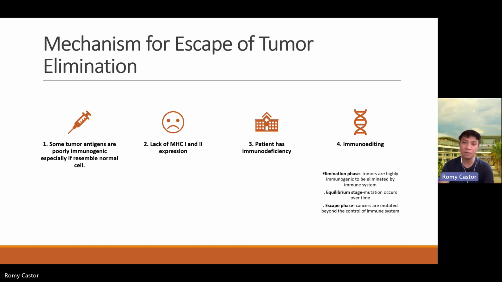Okay, then we have immunoediting. So we have here the 3 stages, starting with the elimination phase. At this stage, the tumors are highly immunogenic already. So it starts as non-immunogenic, but then it keeps on multiplying, keeps on proliferating. Time will come that there are so many of them that our immune system can no longer handle them.